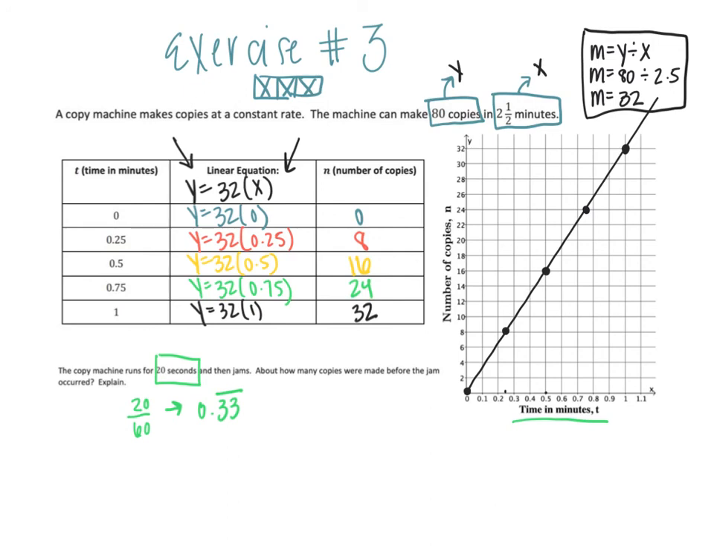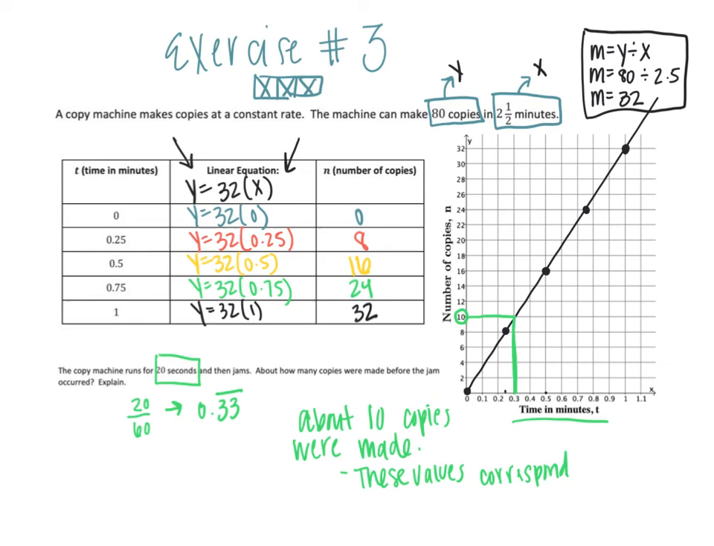So I'm going to go to 0.3. It's going to be right around here. So I'm going to draw my line up. See where it hits. I'm going to say it's going to be right around 10 minutes. Oh, sorry, about 10 copies, my bad. So about 10 copies were made. How do I know? These values correspond in my graph. Okay, and I'm done with exercise 3.